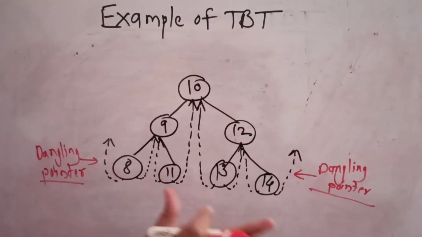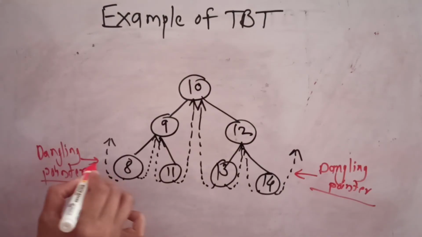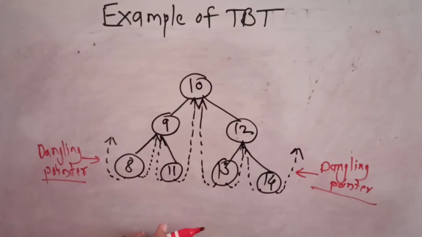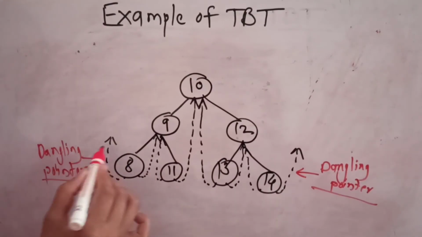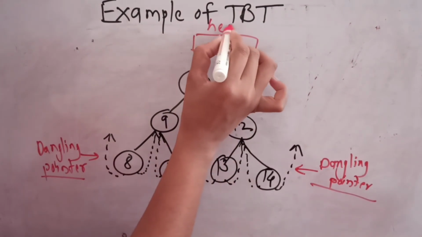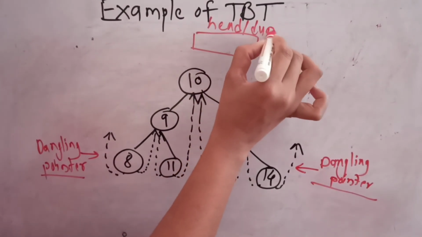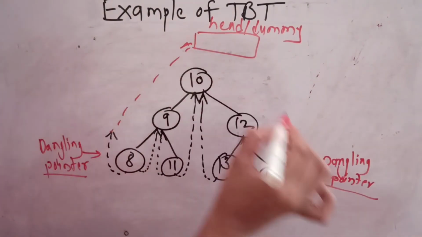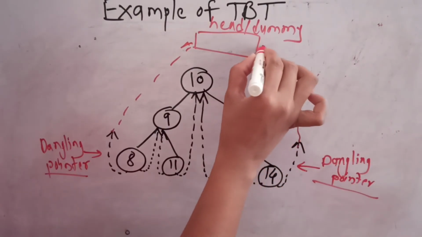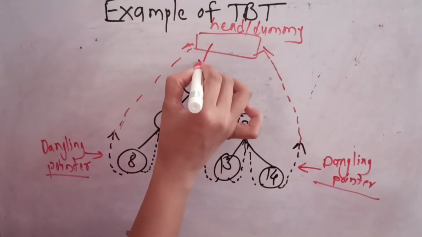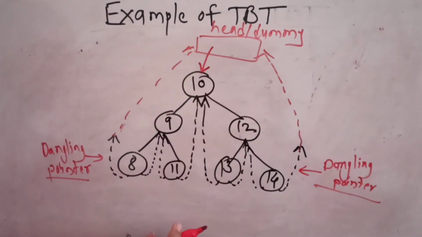So what is the use of these dangling pointers here? As these two free pointers are there, at the time of implementation, to attach these dangling pointers, we are making use of one dummy node, which we also call the head node. So we have to use one dummy node or the head node to set these dangling pointers, like this way. And the actual TBT is acting like a left child for this head node or the dummy node. So this is the complete TBT.